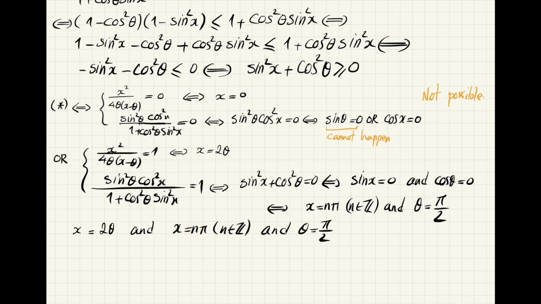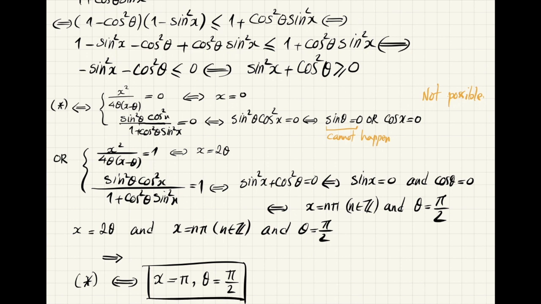It's very clear, yes? So the only value is that, so I would say that star happens if and only if x is equal to pi and theta is equal to pi over 2. So that would be the last part of this problem.